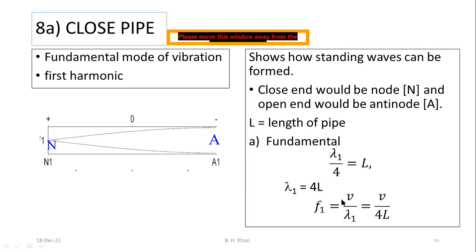So F1 equals V over lambda 1. V is constant, lambda 1 is 4L. So F1 is V over 4L. Just now it was V over 2L for the open pipe.